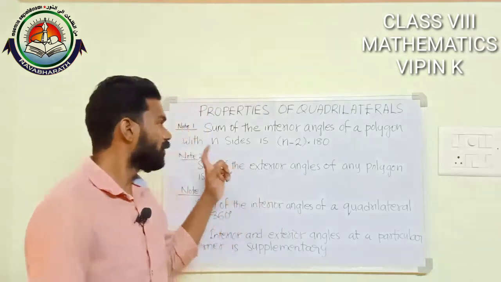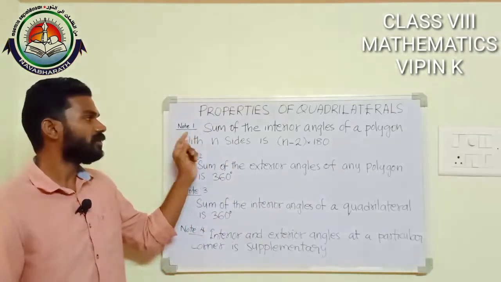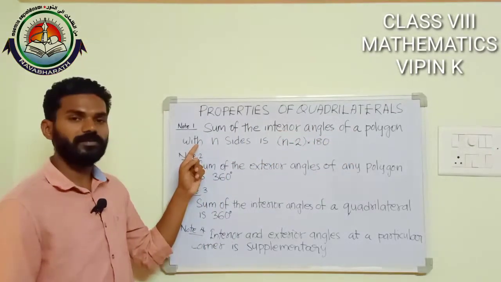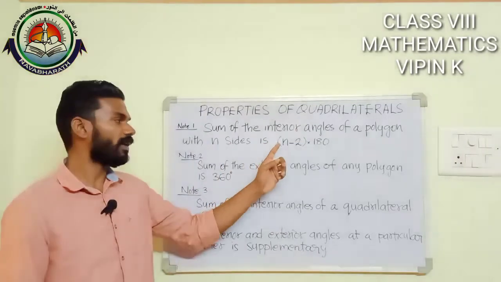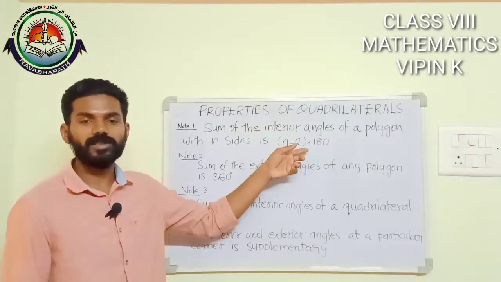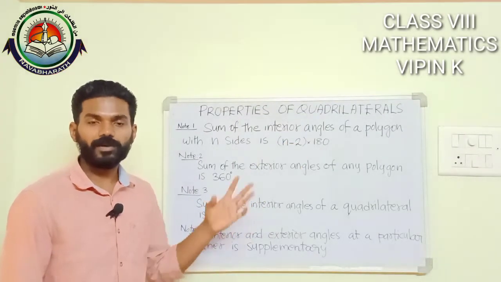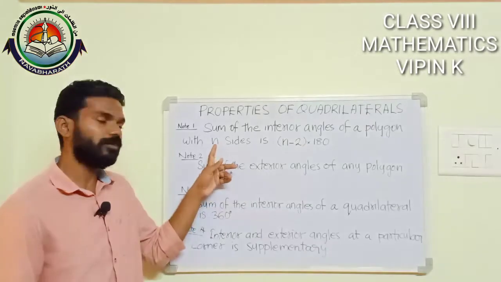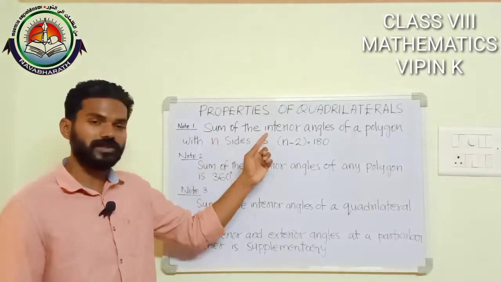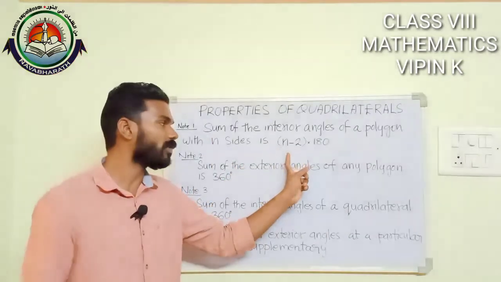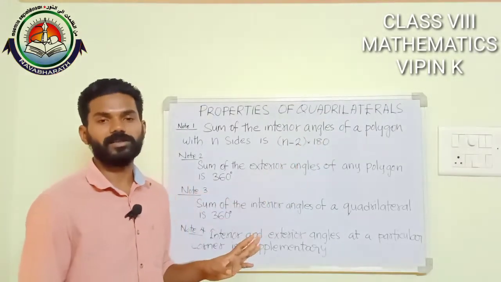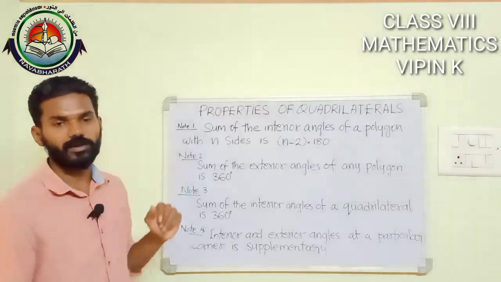So which is the first note? Read it. Sum of the interior angles of a polygon with n sides is (n minus 2) times 180. I think you are already familiar with this formula. For any polygon with n number of sides, the sum of all its interior angles would be given by this formula. It would be (n minus 2) times 180. That is the first note.